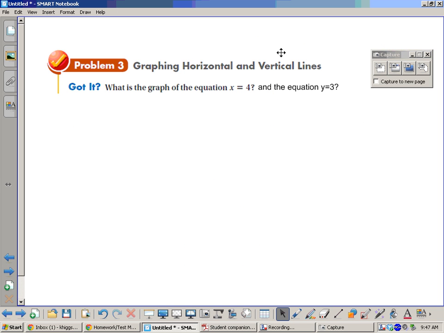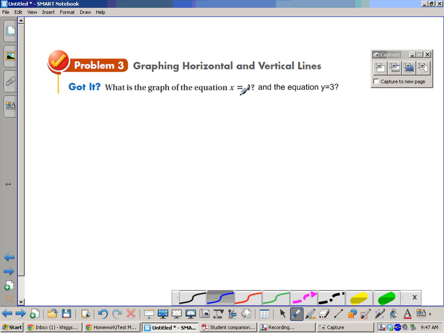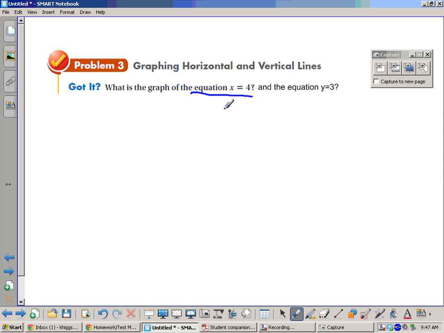Now we're going to talk about what a horizontal and vertical line looks like. So here we're going to work with graphing a horizontal line and a vertical line and interpret these as those. So this is an equation, x equals 4, not to be confused with an x-intercept. So if we're going to graph this, we're going to need our graph paper.